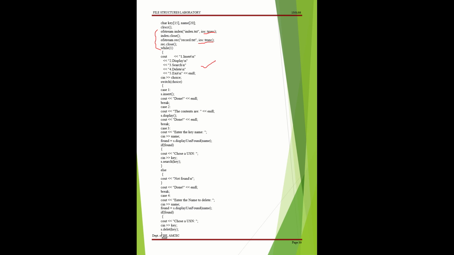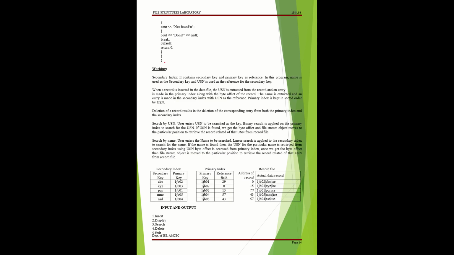I am entering the choices. The first is for insert, it calls the insert method. Second is for display, it calls the display method. Third is for searching with name, so it calls the display USN found method as we have already seen. And the fourth one is for deletion. We can do the deletion with the name or USN. So this is how it works.